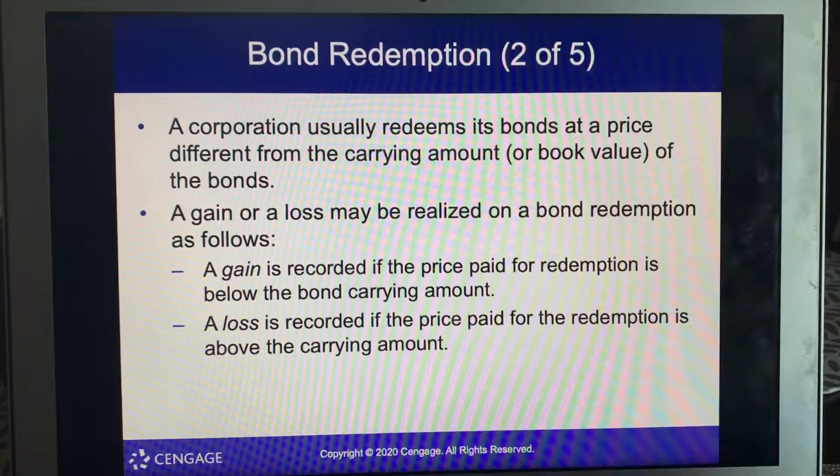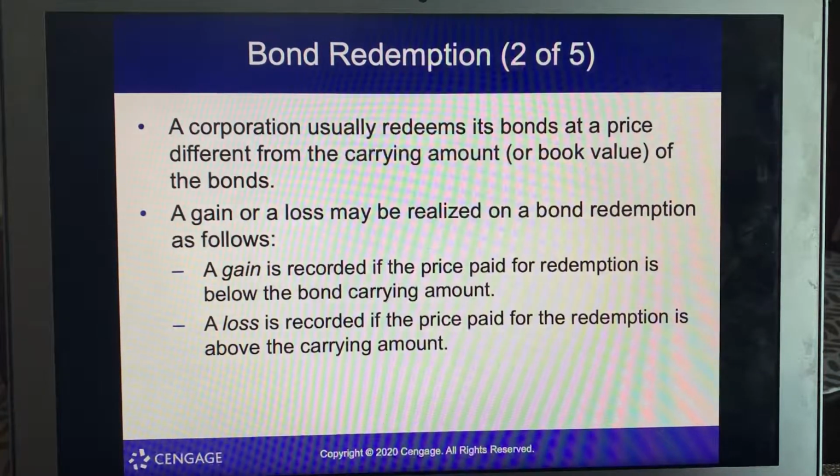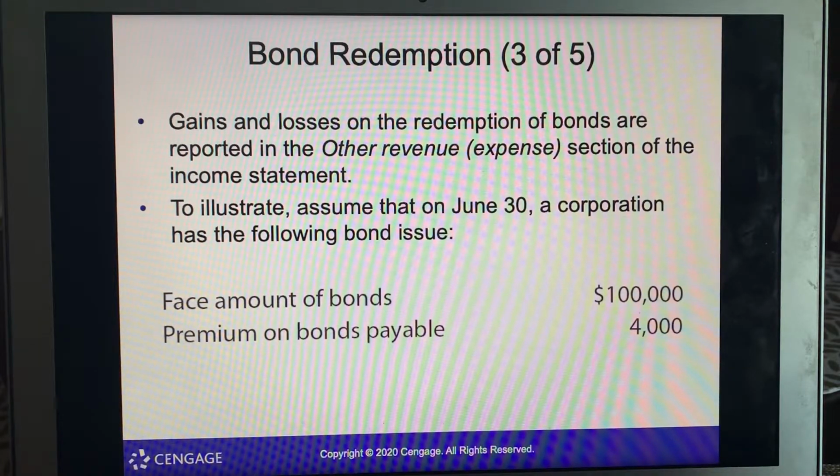A corporation usually redeems its bonds at a price different from the carrying amount or book value of the bonds. A gain or a loss may be realized on a bond redemption as follows. A gain is recorded if the price paid for redemption is below the bond carrying amount. A loss is recorded if the price paid for the redemption is above the carrying amount. Okay, and I know all of this is a lot of wording, but hopefully we'll look at it in a bit. Gains and losses on the redemption of bonds are reported in the other revenue and expense section of the income statement. Other revenue or expense. Okay, so keep that in mind. If it's a loss, then it's an expense. If it's a gain, then it's a revenue.